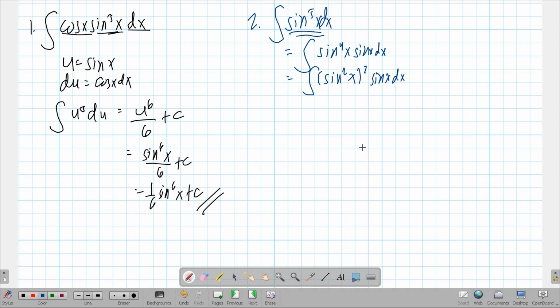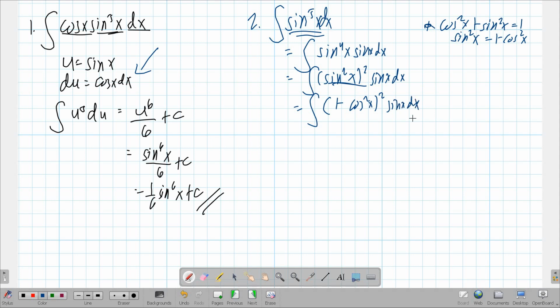Based on our Pythagorean identity, cosine squared x plus sine squared x equals 1, sorry. So sine squared x will be equal to 1 minus cosine squared x. That's one possible thing that we can use because we can use the u sub, just like what we did here. So this becomes the integral of 1 minus cosine squared x, squared, times sine x dx.